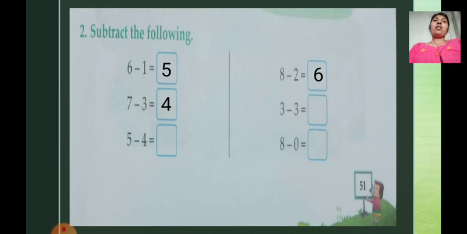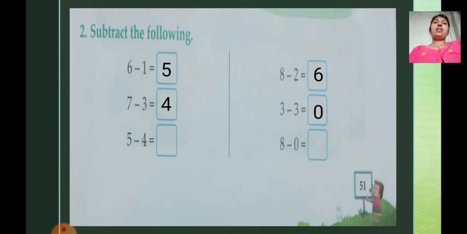Okay. Now see 3 minus 3. Yes, we learned that when we subtract the number from itself, or the same number, we will get the answer 0. What answer will you get? 0. So we are subtracting 3 from itself, 3. Yes. So the answer is 0. So write down the answer 0.